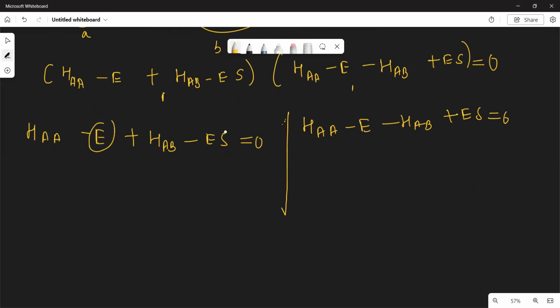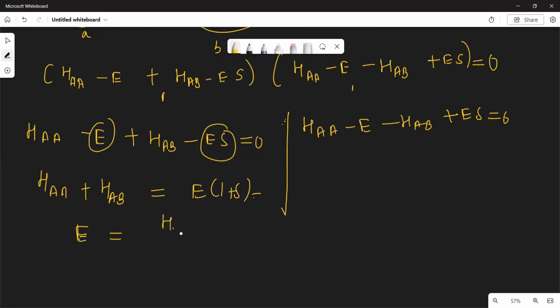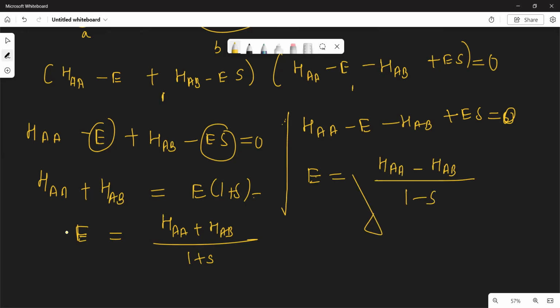So here you can see, here also we have E, here also we have E. That is common. Okay, so I can write it as E(1 plus S). Now the value of E equals HAA plus HAB divided by 1 plus S. Similarly, from here we will get the value of energy. Here I am directly writing the result. So this is equal to HAA minus HAB divided by 1 minus S. Okay, so we are getting two energies.